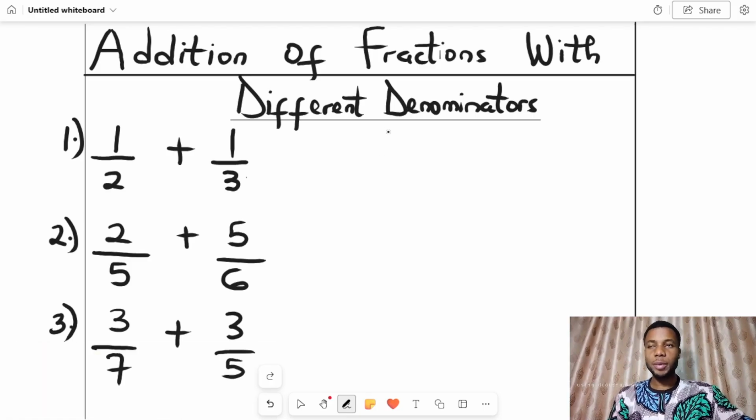Today, we are going to be learning about adding fractions with different denominators. Now, this is a global crisis. So, I said, let me just address this and calm your nerves because this is really easy.